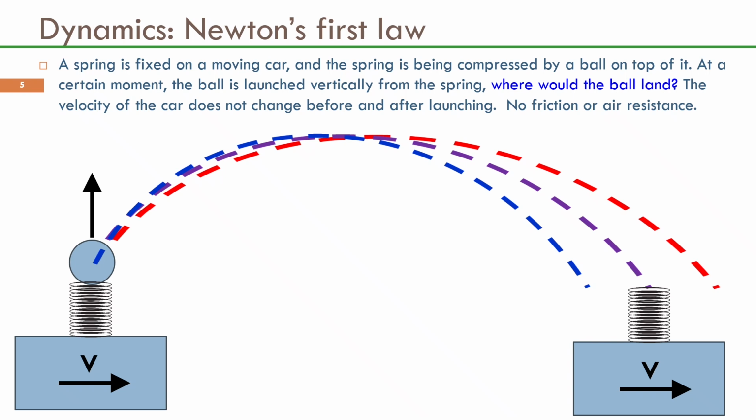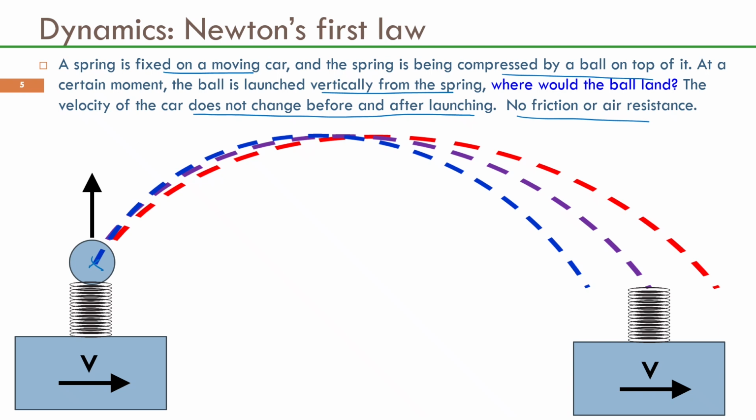So the question says, a spring is fixed on a moving car, and the spring is being compressed by a ball on top of it. So this is the ball. And at a certain moment, the ball is launched vertically from the spring. Where would the ball land? The velocity of the car does not change before and after launching, and we assume there is no friction or air resistance. So this question might give us different choices. The ball may land in front of the car, may land behind the car, or may land right on the spring. Let's evaluate the situation.